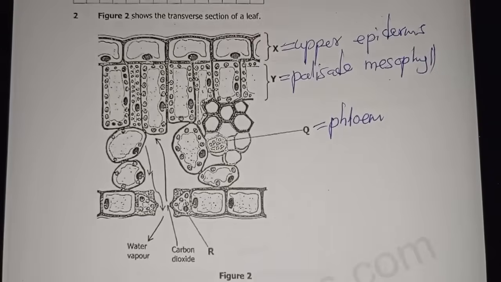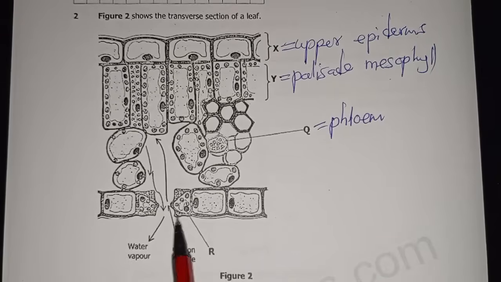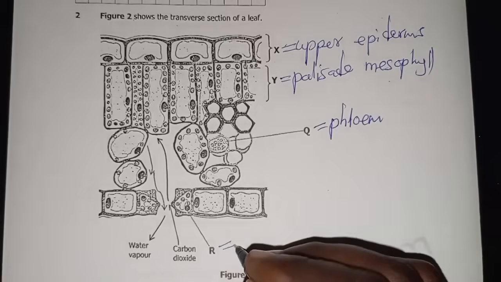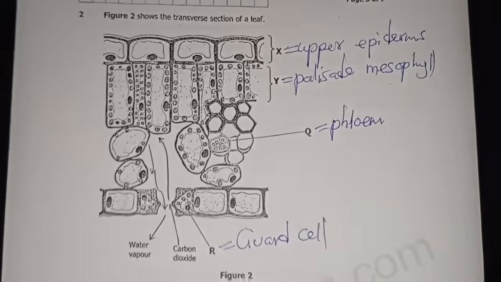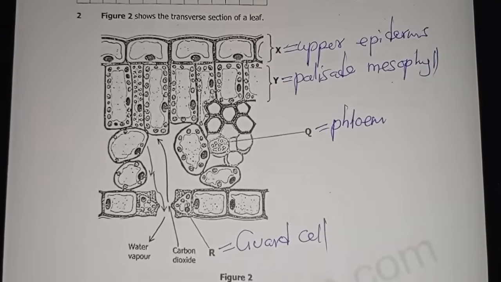Let us now proceed. We've got these things there. This one is what is known as the guard cell. So this has got something to do with the what? A guard cell. So this is how you get to label it. So make sure you go through a what? A transverse section of a leaf.